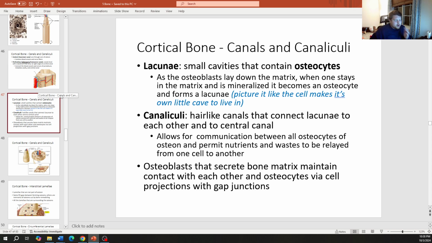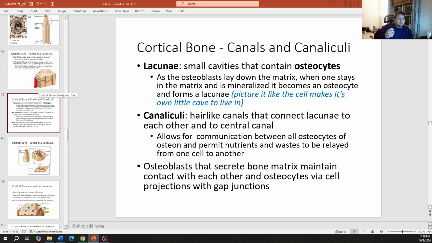Now we talked about the purpose of the osteocytes is to act as a sensor, to communicate what needs to go on, communicate with other osteocytes, with the osteoblasts, with the osteoclasts. So it makes these little tunnels, these little extra hair-thin canals that actually connect all of the lacunae together as well as to the central canal.